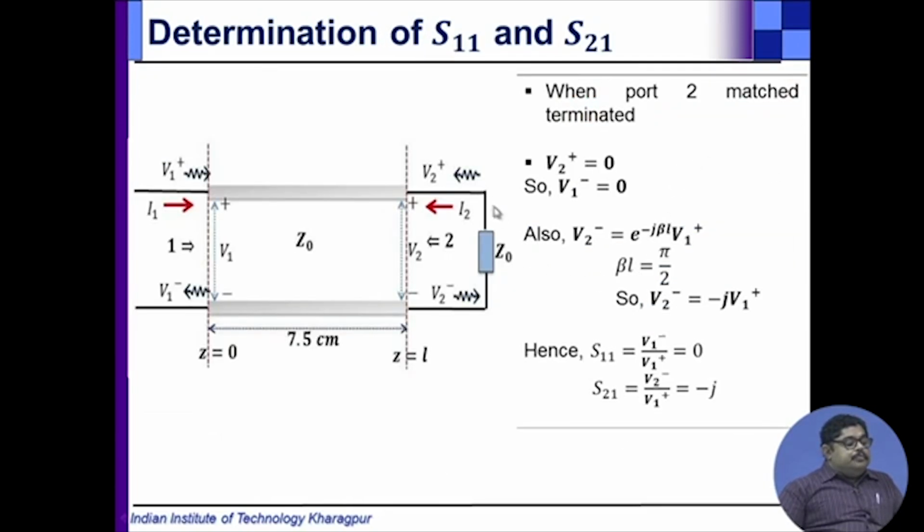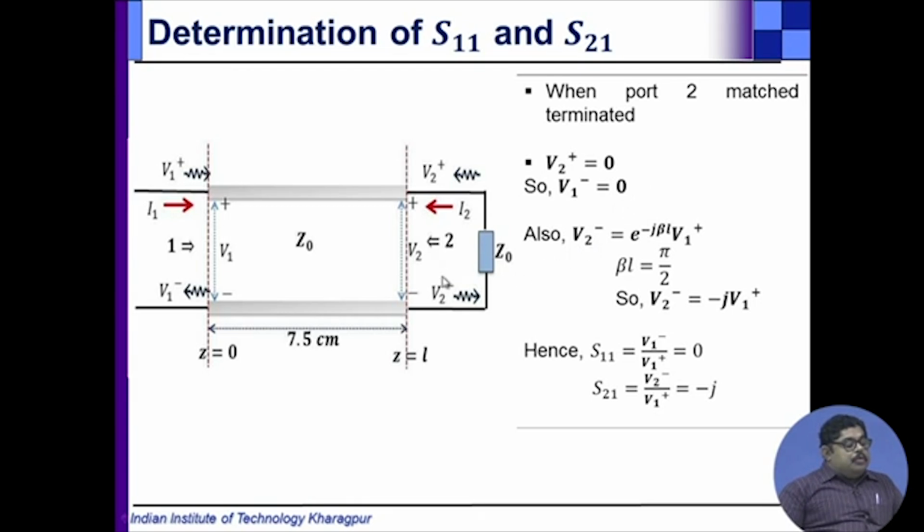Now, for finding S11 and S21, you will have to match terminate port 2. Port 2 match terminated, as we have seen, you connect a Z naught here. The moment you put Z naught here, V2 plus, that means whatever signal is coming from here, nothing is going. So, V2 plus is 0. If V2 plus is 0, V1 minus also becomes 0.